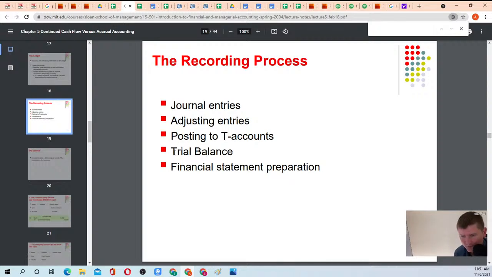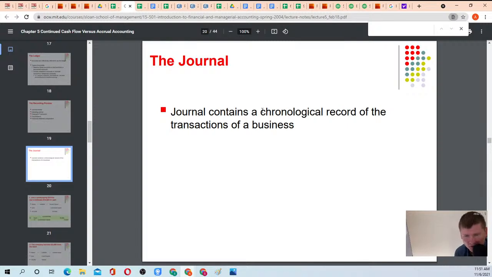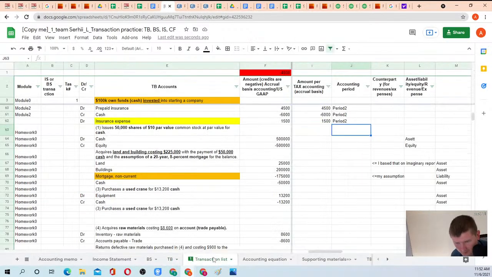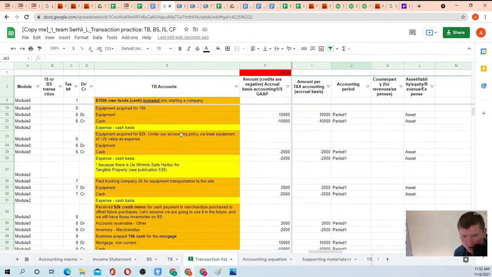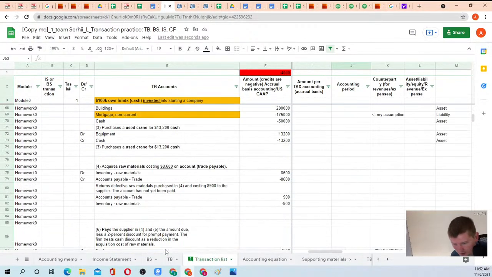So basically, trial balance, that's basically what we did with our homework and financial statement preparation. Journal contains a chronological record of the transactions of a business. Yeah, that's true. That's our journal. That's our transaction list here. We have all our entries in chronological order.